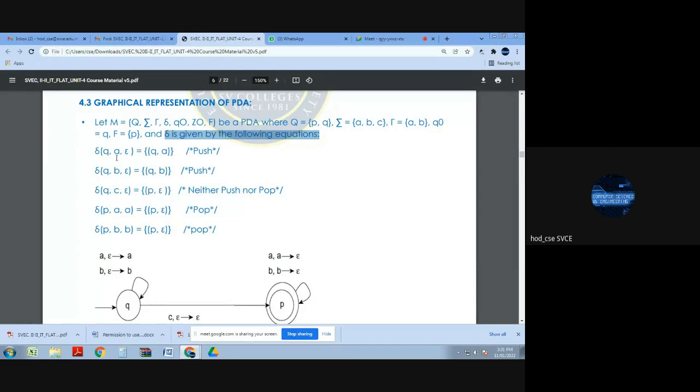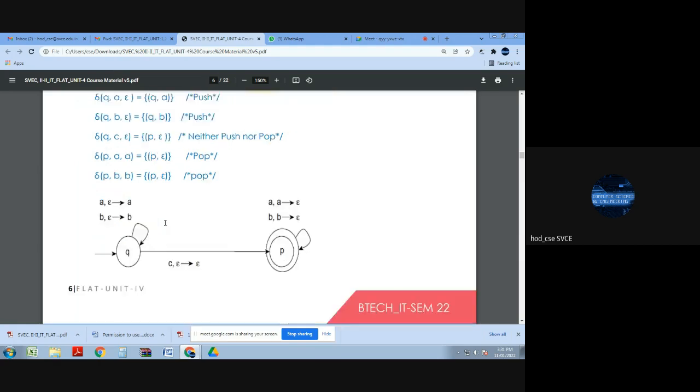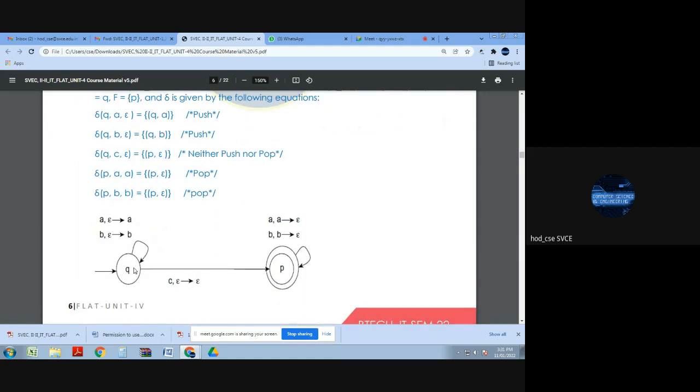See here, Q comma A comma epsilon. So for input A, stack nothing, we are pushing A onto the stack. The state is not changed, here also Q. Next, one more time B we are pushing, so Q comma B. For C, it's neither a push nor a pop operation. Whenever we get epsilon, we consider that as the pop operation that we are representing.